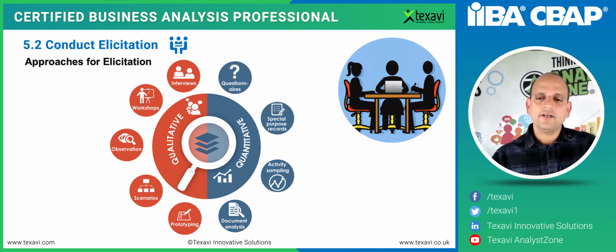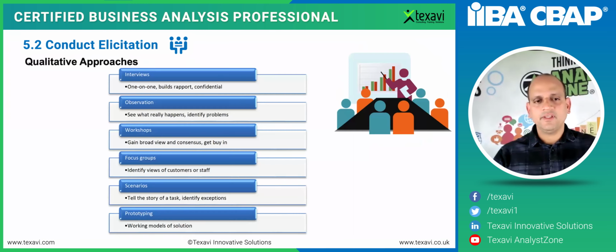And the same with SPR, special purpose records, and activity sampling. These are more quantitative. They are actually trying to deal with the data, the volumes, whereas the other ones have to do with the qualitative. We'll talk about each of these in greater detail now.